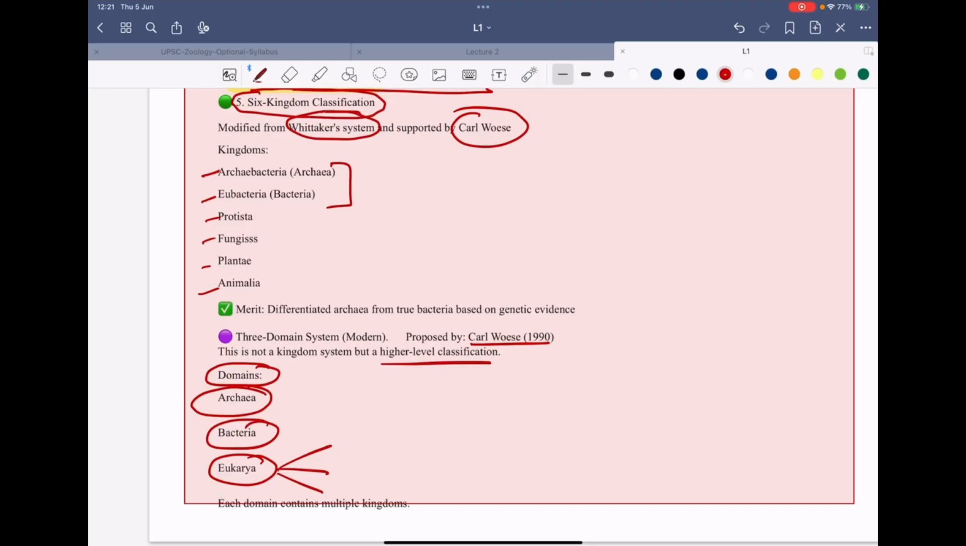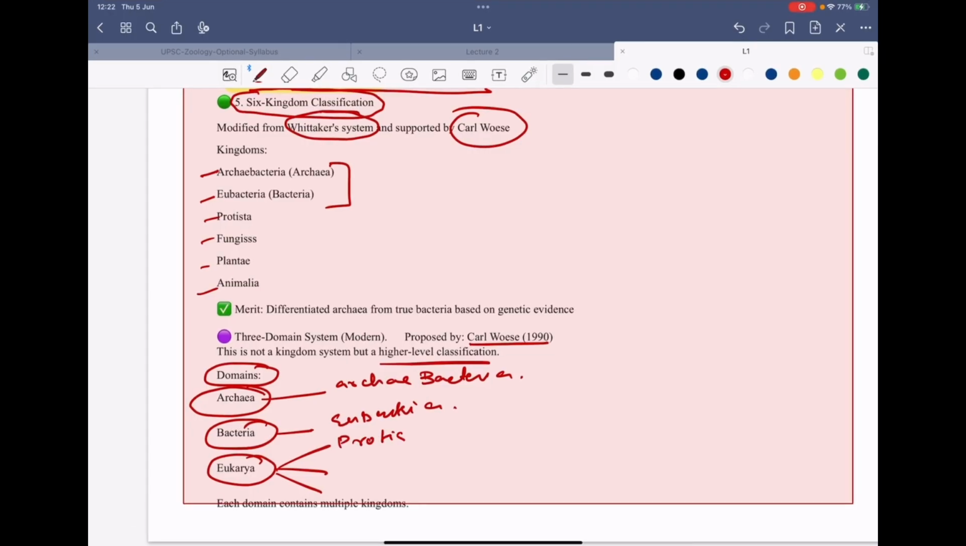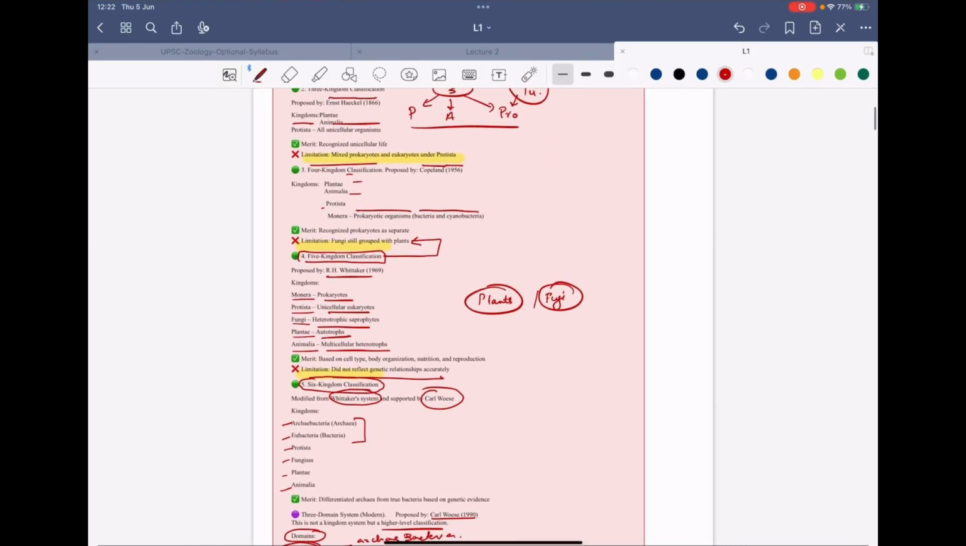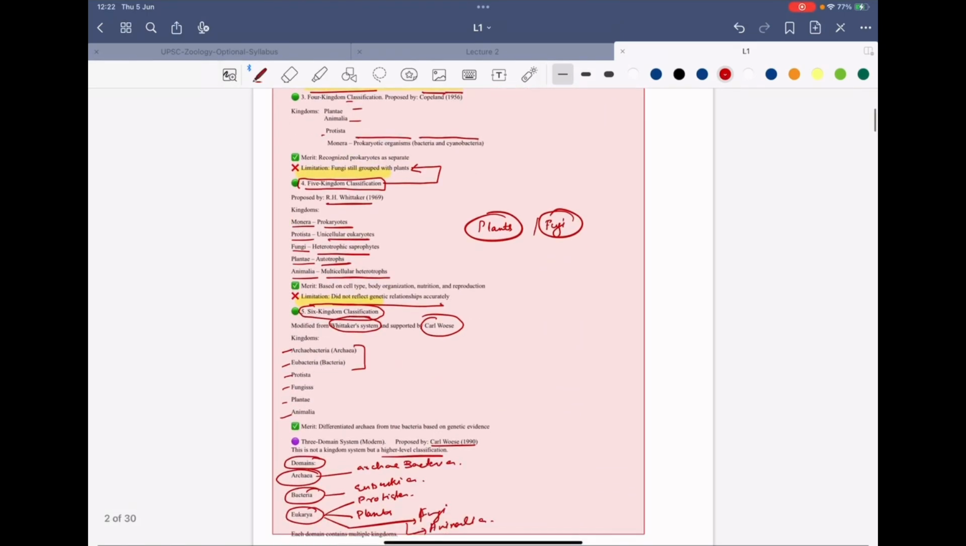Like here in archaea, there was Archaebacteria. In bacteria, we had Eubacteria. Then in eukarya, we had Protista, plants, fungi, animalia. So this is how the classification goes on. This is one of the general overviews of how classification developed over the years.